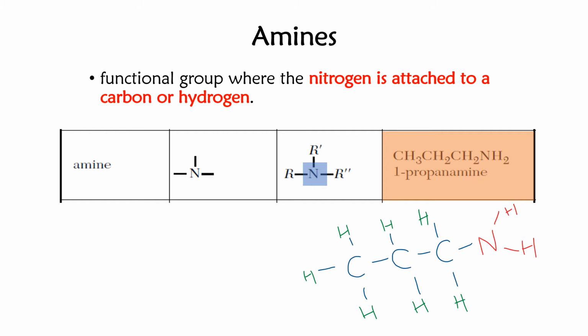Now that 1 at the beginning of the name of this amine just represents where on the carbon chain we have the nitrogen attached. So in this case, if we start counting from right to left, there we have carbon number 1, carbon number 2, carbon number 3, and our nitrogen is at carbon number 1, which is why we have the name 1-propanamine.